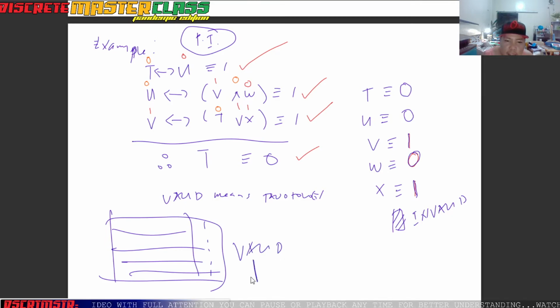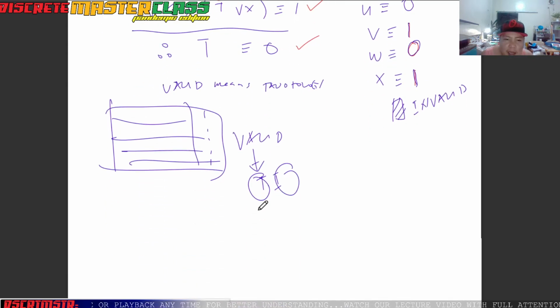Kaya nga, to test valid, ginagamitan natin siya ng TI. Ang T natin dyan ay tautology at ang I natin dyan, implication. Okay? So, tautological implication. So, assume na kapag tinurot table mo yan, puro one yan. Kaya naging valid. Ngayon, ano ba ang invalid?